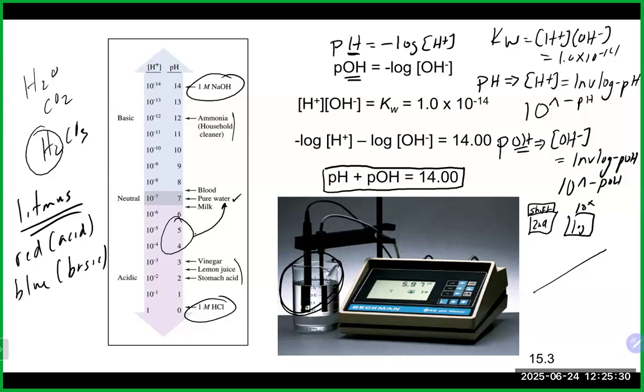You may not even need to use KW. You could just use the inverse log if you want. You could still use KW if you want. They all should give you the same answer. So it's just kind of your preference as to which way you go.